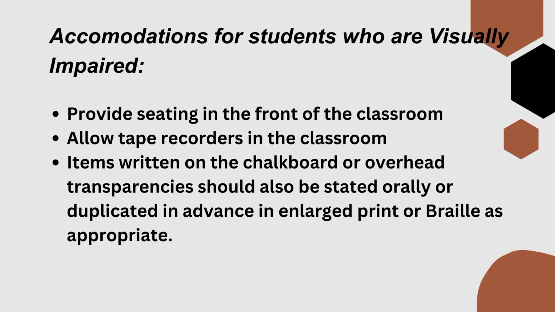These are the accommodations for students who are visually impaired. First, provide seating in the front of the classroom, and allow tape recorders in the classroom. Items written on the chalkboard or overhead transparency should also be stated orally or duplicated in advance in enlarged print or braille as appropriate. Provide assistance interpreting materials that are presented visually, such as photographs, diagrams, and charts.